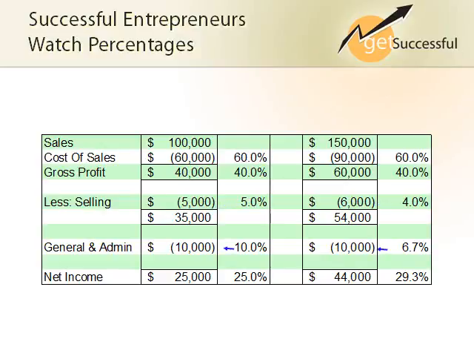General and administrative expenses, our fixed costs, have remained the same for now at an actual dollar amount of $10,000. Bring your attention to the net income percentages. A growth in net income of 4.3% demonstrates that the business is becoming more efficient in operations.